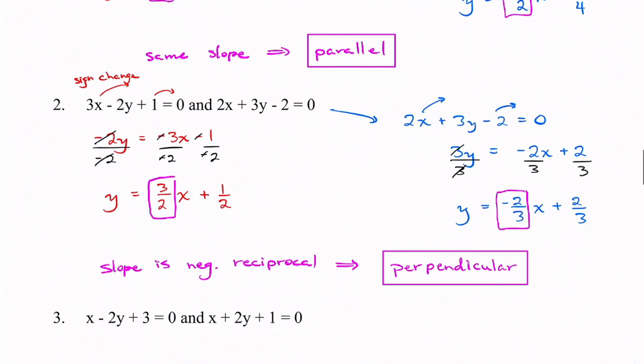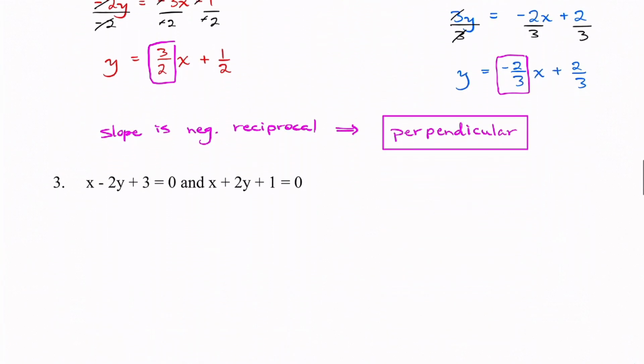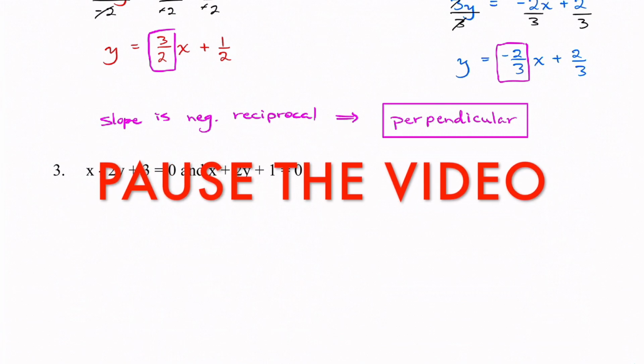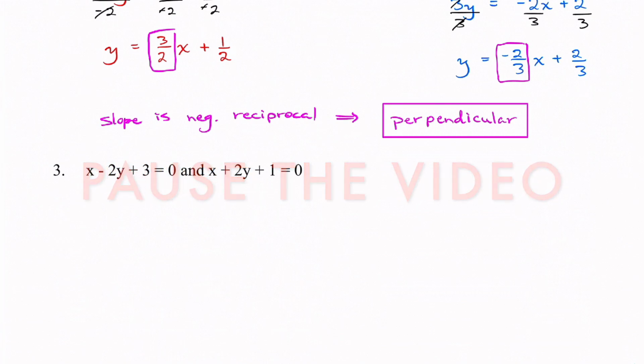So we just got one more example here, number 3. If you want to pause the video and try to do this one on your own, you can pause it and try to do that now. So again, the steps are the same. We're going to try to isolate this y, get it into y equals mx plus b form.